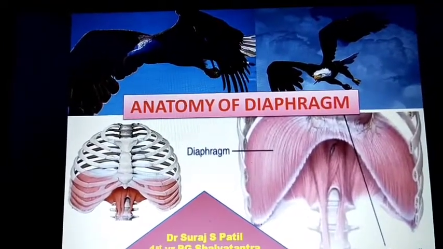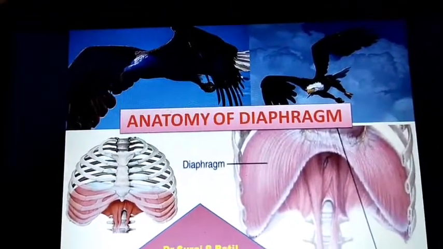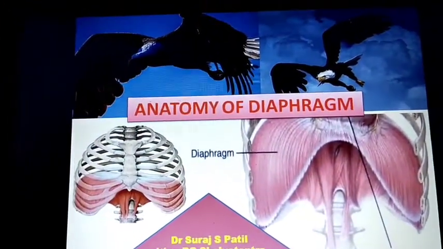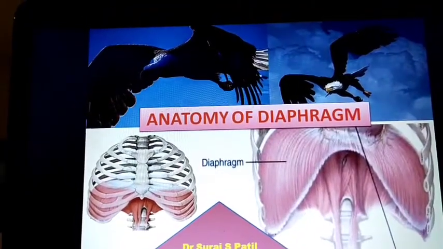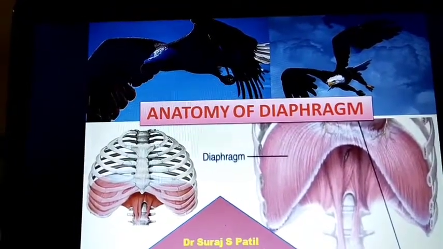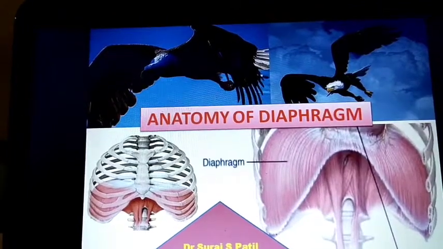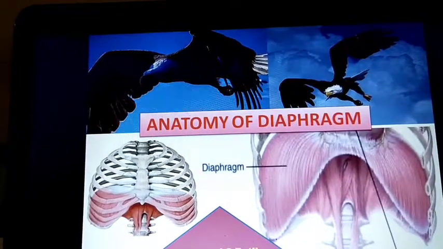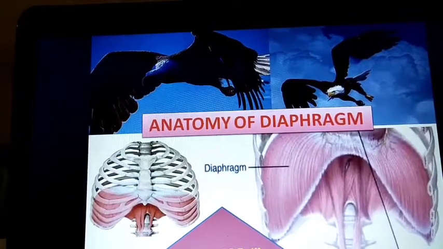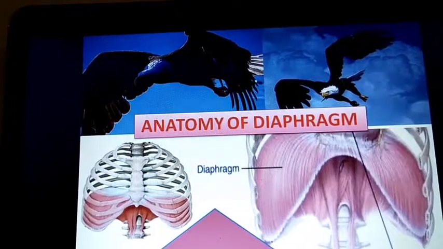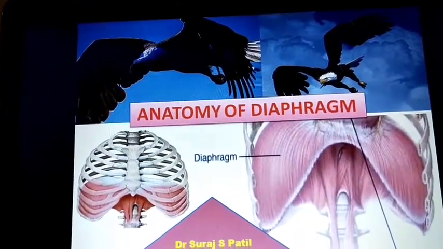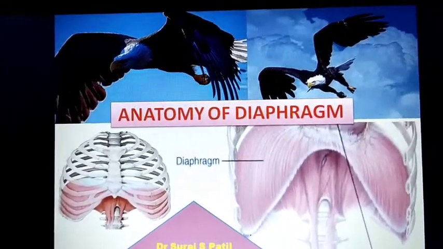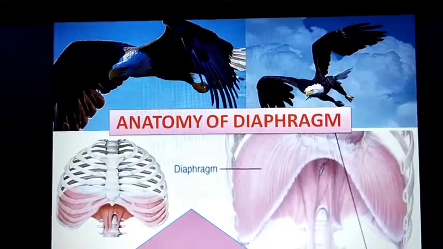Why is it a partition? It is due to the separation between the chest and abdomen. That's why it is a partition. The diaphragm is a sheath of internal skeletal muscle that extends across the bottom of the thoracic cavity, a thin sheath of material forming a partition between the abdomen and chest. We can go to the next slide.